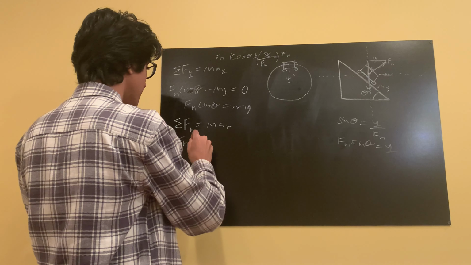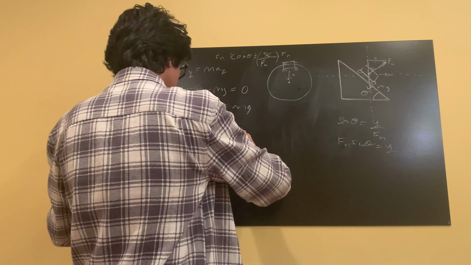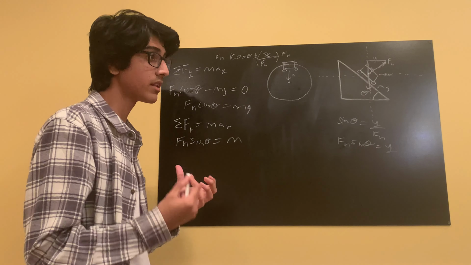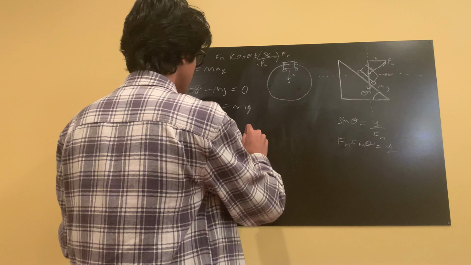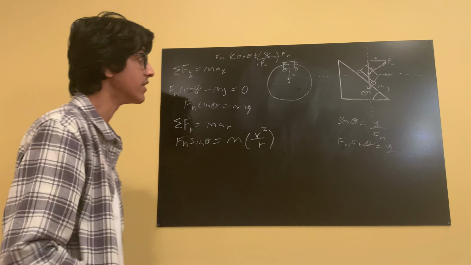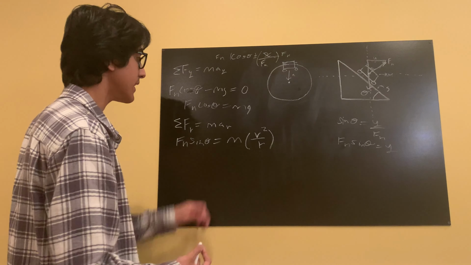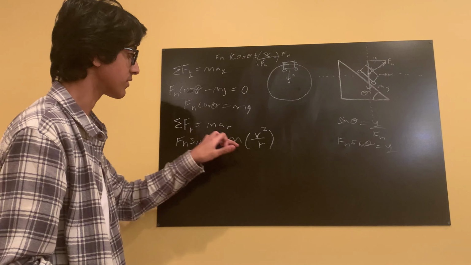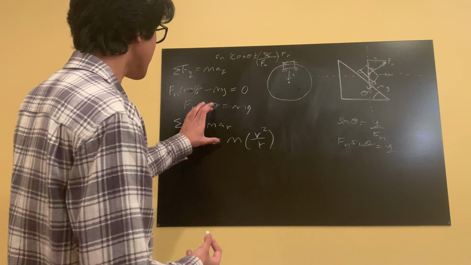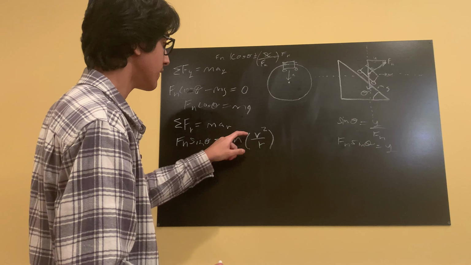So Fn sine theta is equal to m times the acceleration in the radial direction. Acceleration in the radial direction is equal to v squared over r. That has nothing to do with this problem specifically. That's just one of the fundamental equations, that the acceleration in the radial direction is equal to v squared over r. And now we have all this information. We have these two equations right here: Fn cosine theta is equal to mg, and Fn sine theta is equal to m v squared over r.